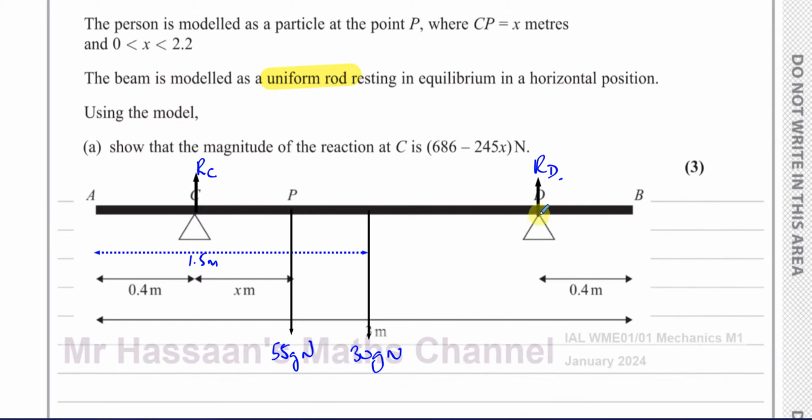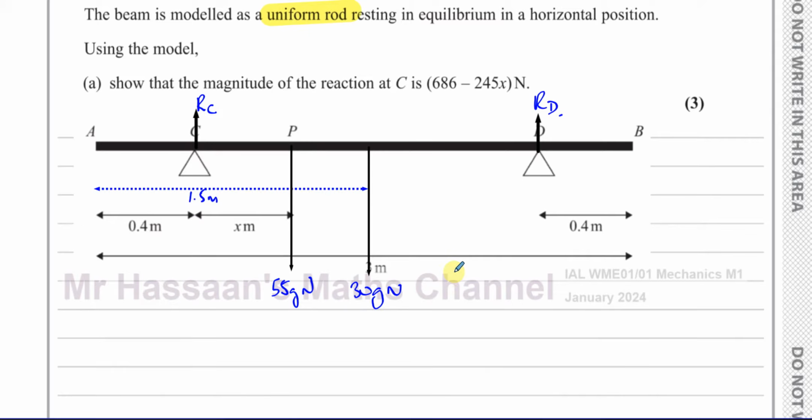So if I take moments about D, RD times 0, RD is gone. There's no turning effect of this force about D. So we don't have to worry about the reaction force at D, and I'll have an equation with one unknown. Okay, so that's why it makes sense to take moments about the point D.